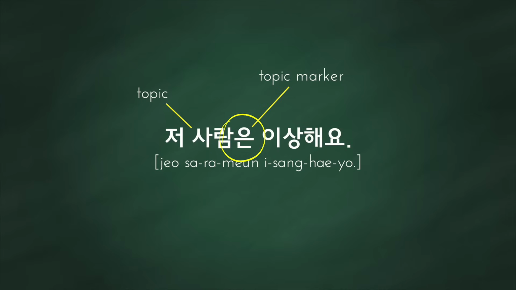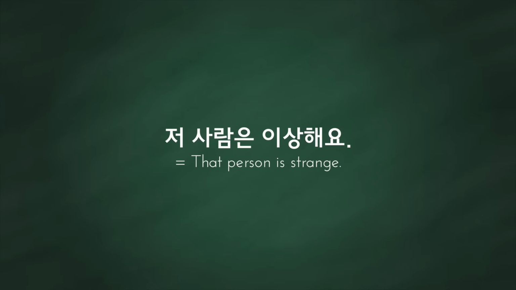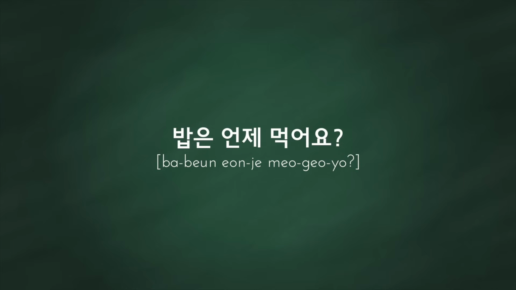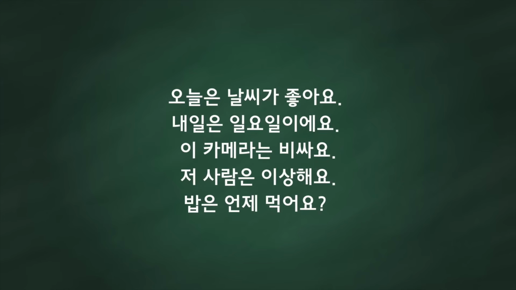The fourth sentence, 저 사람은 이상해요. That person is strange. And the fifth sentence is 밥은 언제 먹어요? When are we going to eat? So what are we talking about once again? It's 밥. So in all of these sentences, the main topic is marked with either 은 or 는, depending on whether the word ends with a consonant or a vowel, okay?